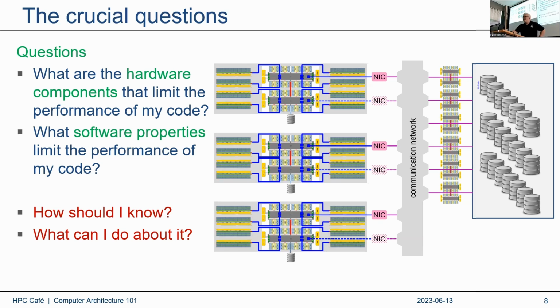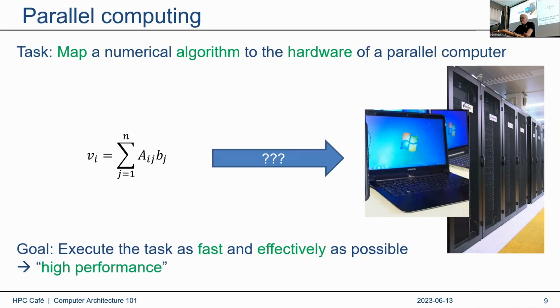What we do here is parallel computing. And you saw in this architecture overview that the performance of a computer is generated by parallelism. If you cannot use the parallelism in the computer, you cannot use the power of the computer to solve problems. So the task of using a parallel computer is to map a numerical problem, a numerical algorithm, to the hardware of this computer. So here's a simple example. This is just a matrix vector multiplication. And you want to execute it on a parallel computer. And this could be your laptop or it could be a supercomputer. Doesn't matter. It has to be parallel.